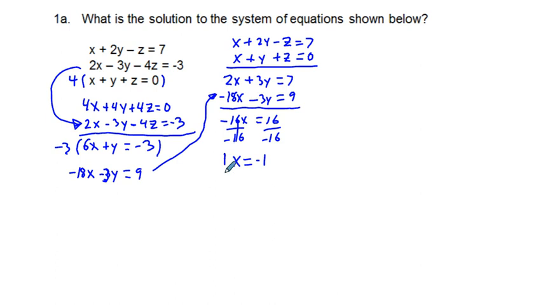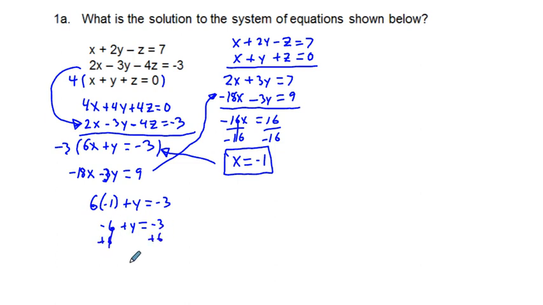So that's going to be one of our coordinates in the triple. Now we can take one of these other equations. I'm going to take x equals -1 and place it right in here. So we have 6 times -1 plus y is equal to -3, which gives -6 plus y equals -3. If we add 6 to both sides, we get y is equal to 3. So there we are with our second coordinate.